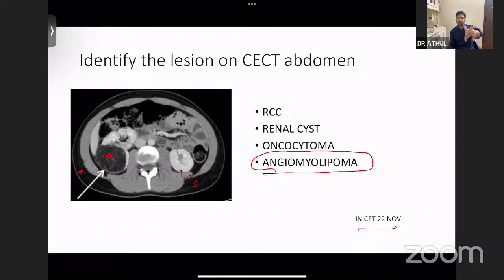This question has been asked 2 or 3 times, that is why I have put this. I know it is a little bit difficult, but just pay attention. Just compare the intensity of the lesion with the intensity of fat.